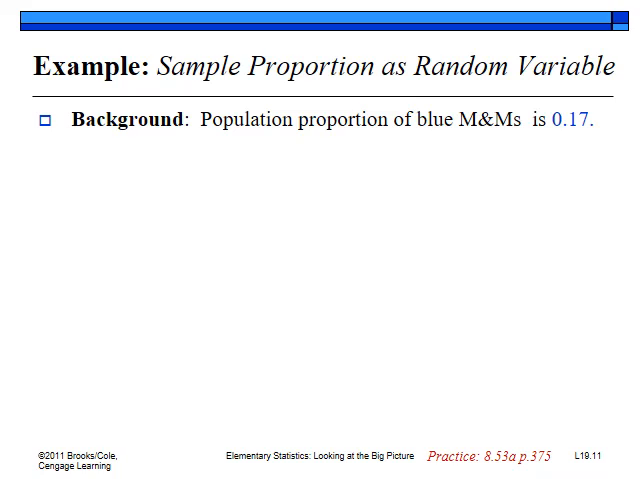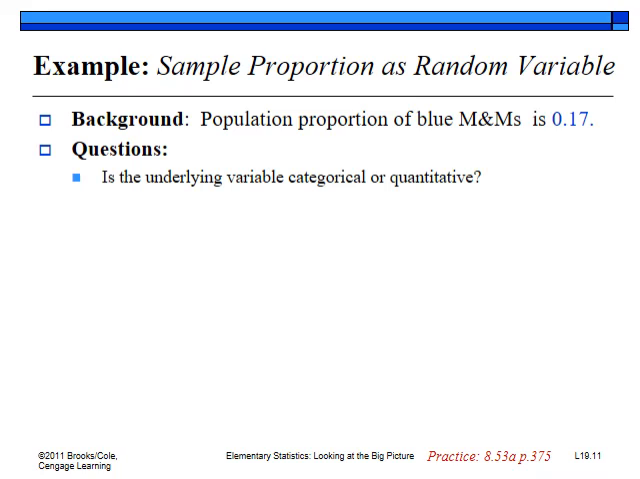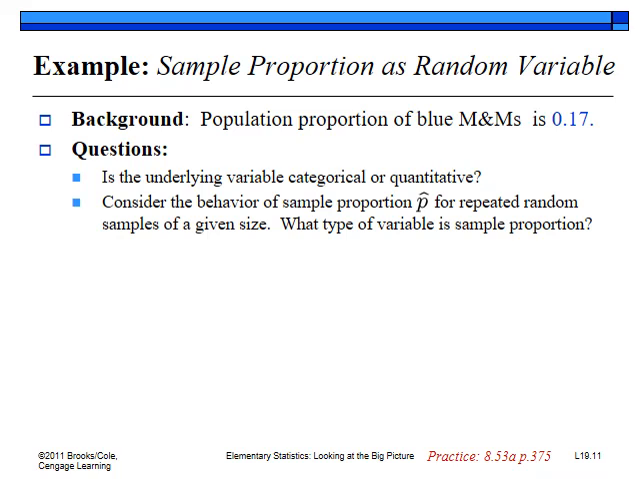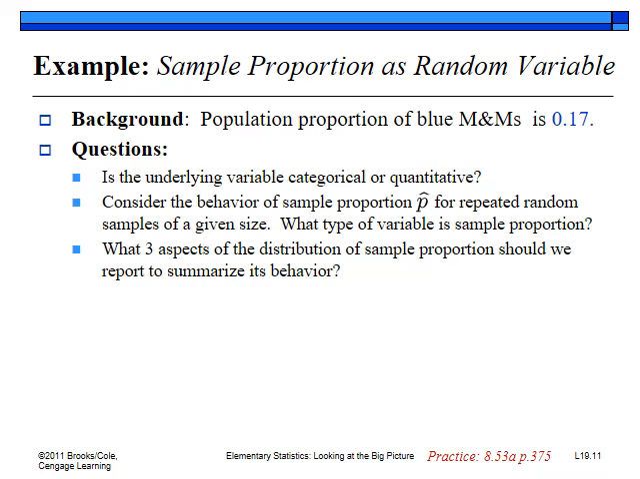So again, thinking of blue M&Ms, are we talking about a categorical or a quantitative variable? What about the sample proportion? Is it categorical or quantitative? What do we need to report about the distribution for the sample proportion to give a summary?